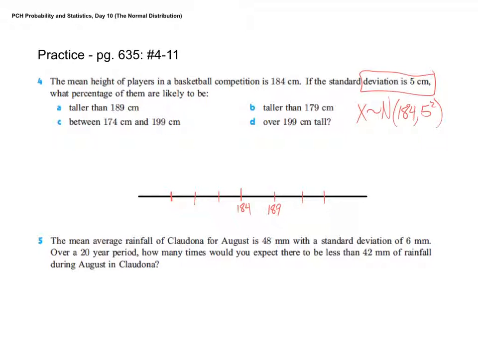Alright, so I have 184, 189, the next one is 194. Good, 194, and then finally, 199. 199, okay? So now, somebody else going to the left. From 184 down 1 standard deviation would be 179. Good, 179, then 174, good, and finally, 169.